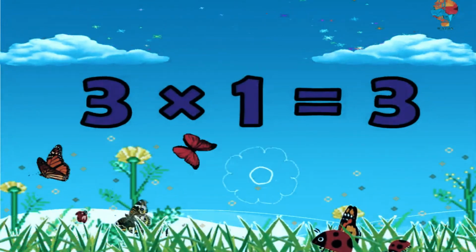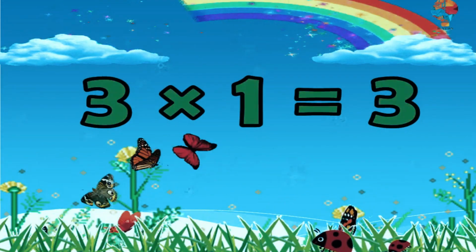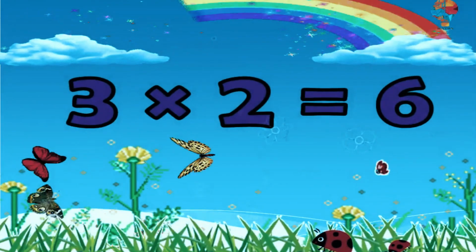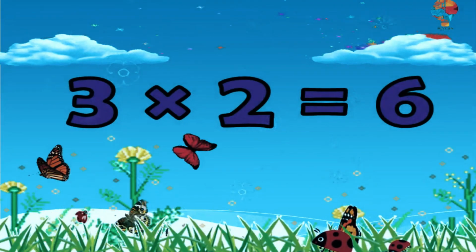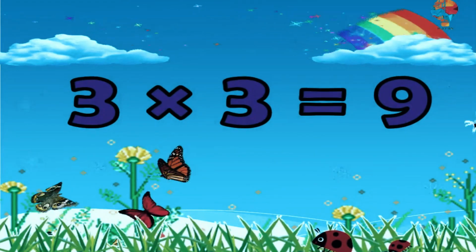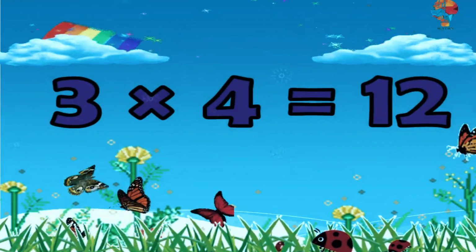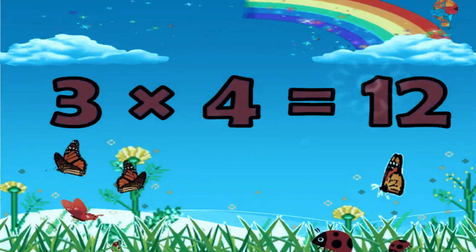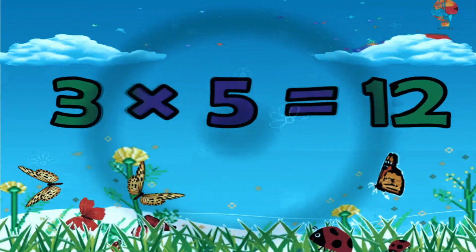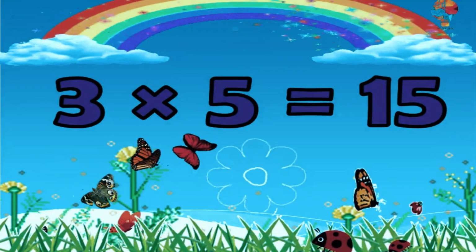3 ones are 3. 3 twos are 6. 3 threes are 9. 3 fours are 12. 3 fives are 15.